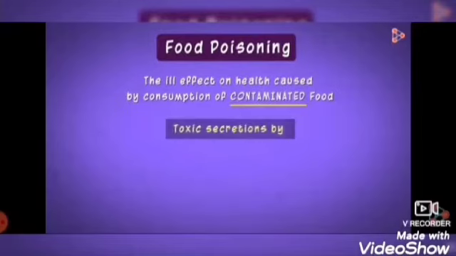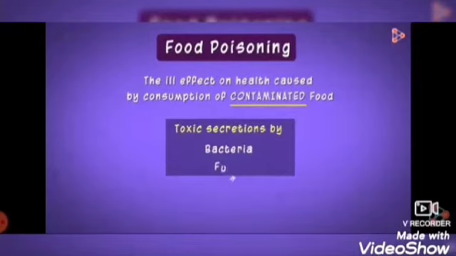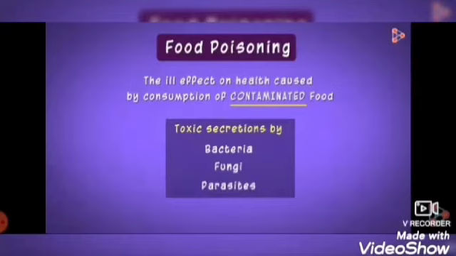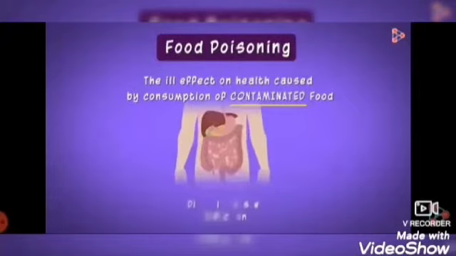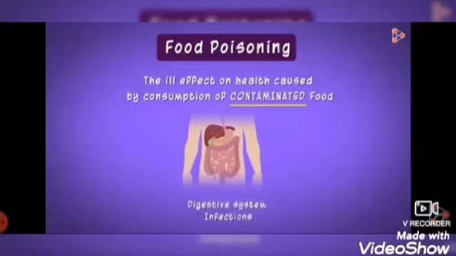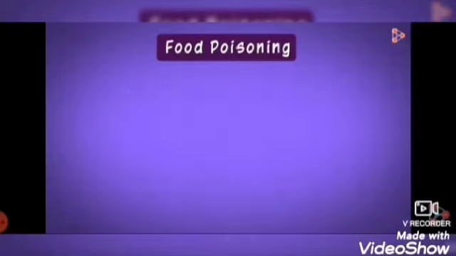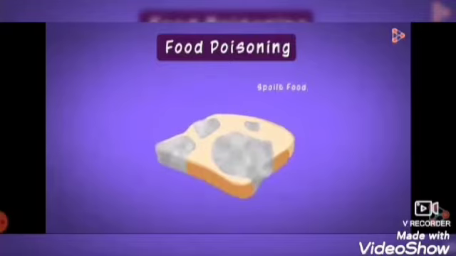And how does the food get contaminated? Food gets contaminated due to toxic secretions by certain bacteria, fungi, parasites and some pathogens. Consumption of such contaminated food leads to various types of serious illness related to our digestive system. So, how to avoid this contamination?